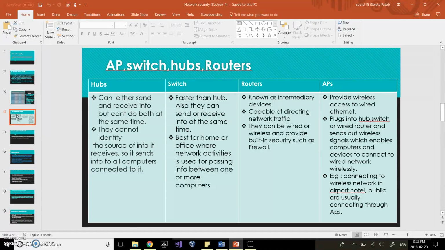Access points provide wireless access to wired Ethernet. An access point plugs into a hub, switch, or wired router and sends out wireless signals, which enables computers and devices to connect to a wired network wirelessly. For example, connecting to a wireless network in an airport, hotel, or public place usually happens through access points. When we look at all these four in detail, access points are the most convenient compared with the other three. So let's move to the next slide.